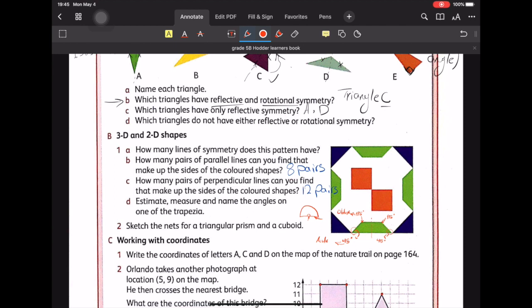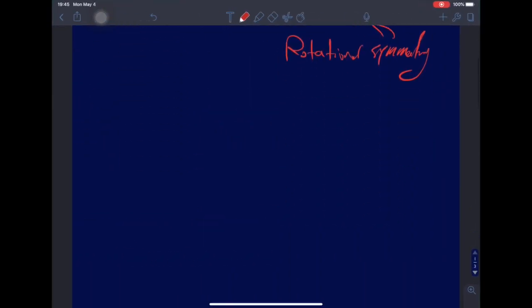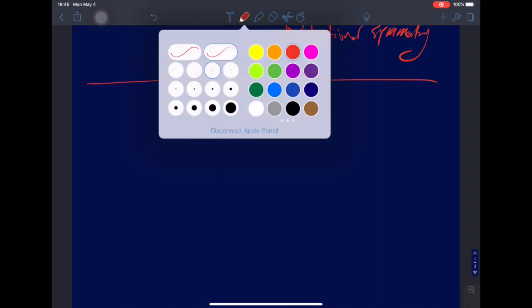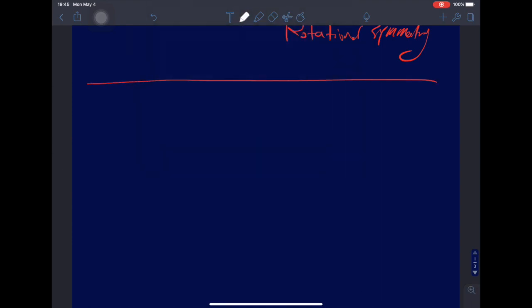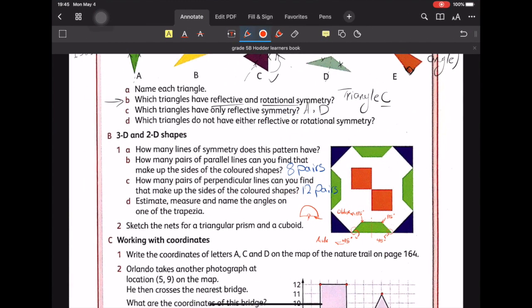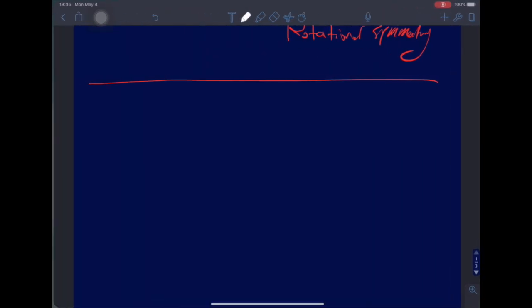Sketch the nets for a triangular prism and a cuboid. Okay, let's try it. A triangular prism. Before I go for it, I'll give you some time to think about the nets of these two 3D shapes, please. The shapes were triangular prism and cuboid.